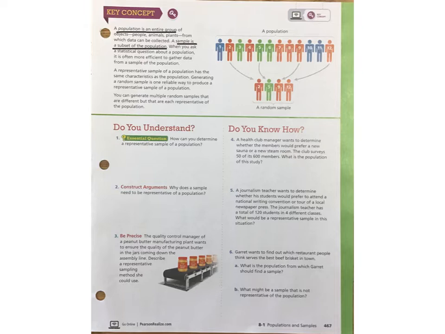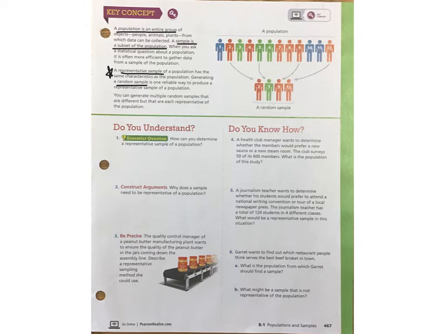of that population. And from that sample, we need to make sure we ask a representative sample. That makes sure that we have the same characteristics as the entire population. Generating a random sample is one reliable way to produce a representative sample of a population. You can generate multiple random samples that are different, but that are each representative of the population.